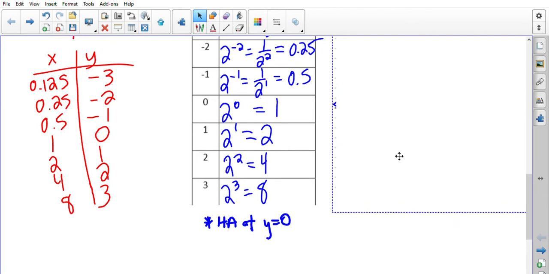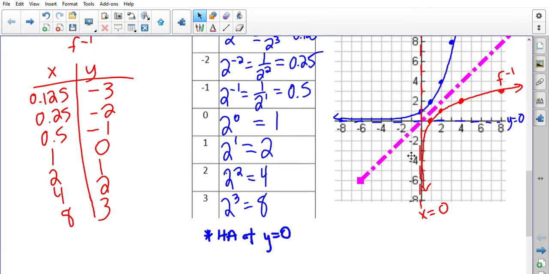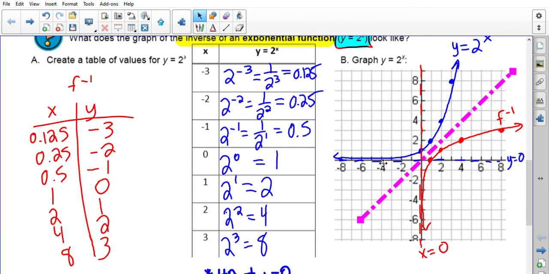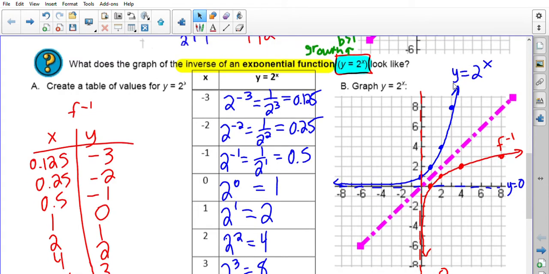All right, so this is what their graph should look like. So there's our horizontal asymptote, okay? And it starts off, right, the larger the negative value, the closer it is to that x-axis. And then we start moving upwards, we cross the y-intercept at 1, and then we increase steeply from there, going through all the points. So that's the shape of y equals 2 to the x.